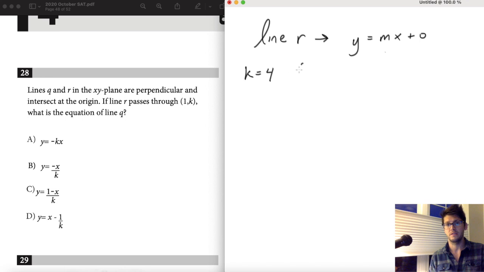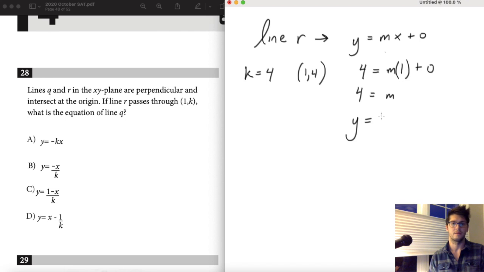And now you can plug these numbers in. Y equals 4, x equals 1. We don't know what the slope is yet, but we're about to figure it out. Plus 0. 4 equals m times 1, or just m plus 0. So we just figured out that the slope of line R is 4. And you're like, wait, you just picked that randomly. I know I did. It's going to work.